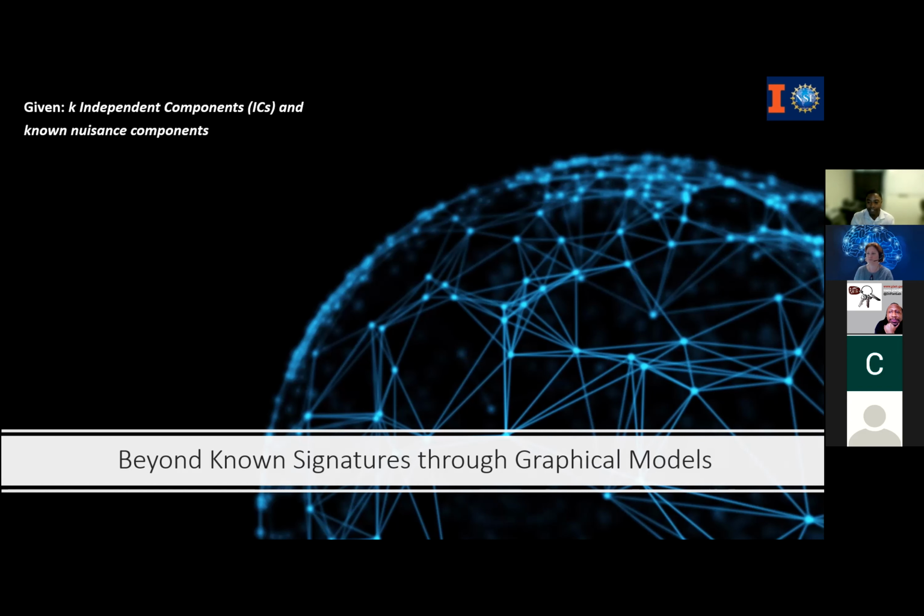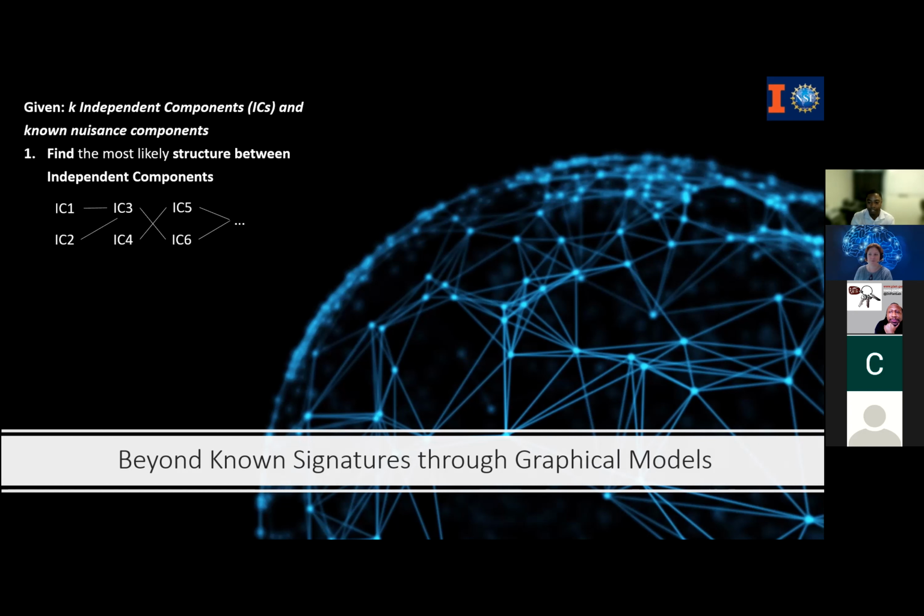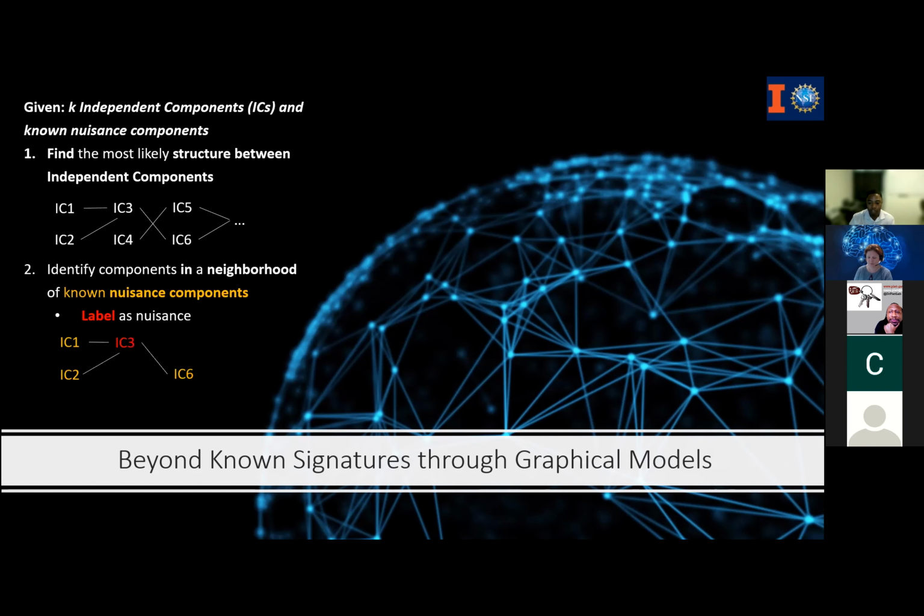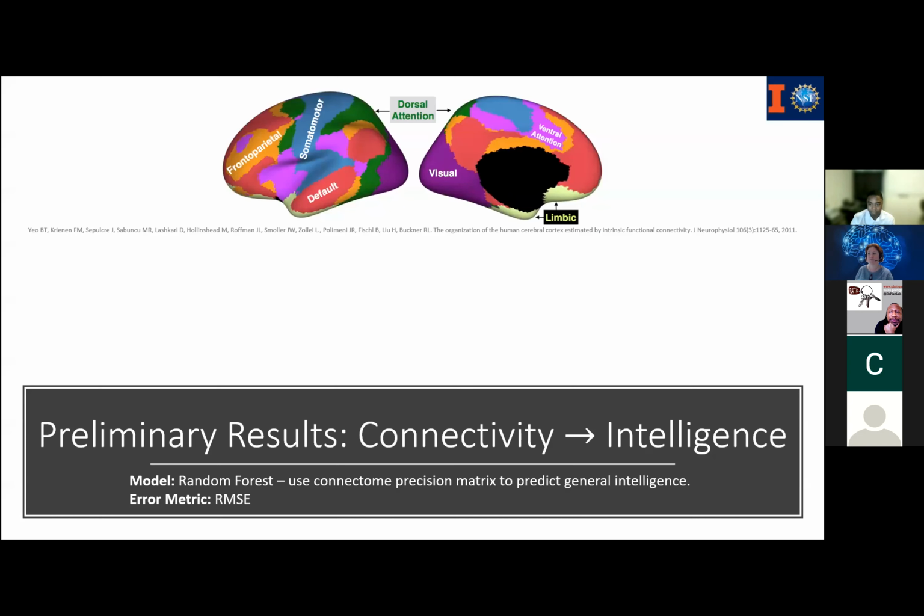So given that we have K independent components and some known nuisance components from previous work, we develop a probabilistic graphical model that encodes the structure of how the K independent components relate to each other. And then once we find this structure, we identify independent components that may not exhibit the typical nuisance signature, but are in the neighborhood comprised of identified nuisance components. And then we're able to relabel these independent components as nuisance, and then also remove them from the original scan, hoping to hone in on the neural signals of interest.